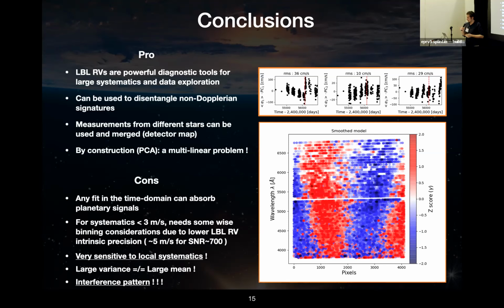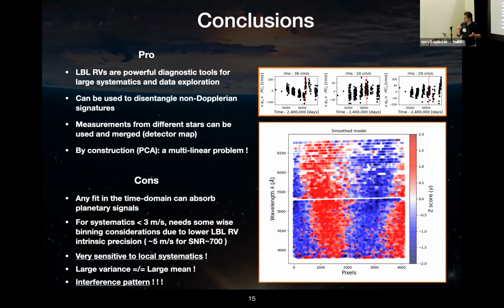So the pro is that you can use that basically to disentangle non-Doppler effects, so you are not affected by planetary signals. You can also try to use that to merge all your stellar observations, which is quite nice. So you can use all your stars in your program to correct for it. And also it's a multilinear problem by construction of the PCA, which is also very nice.